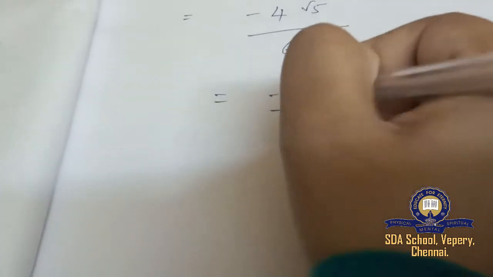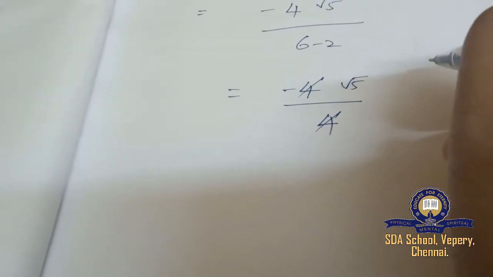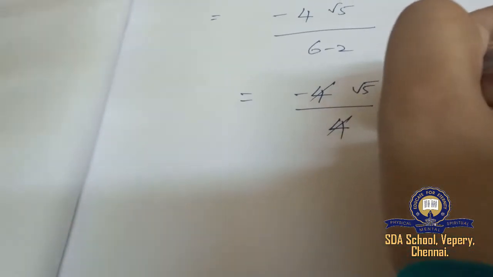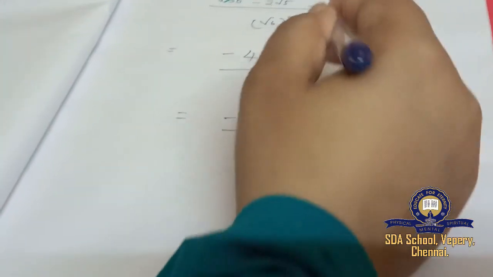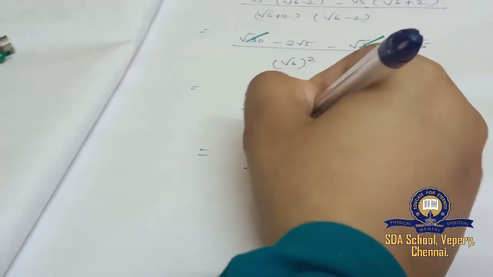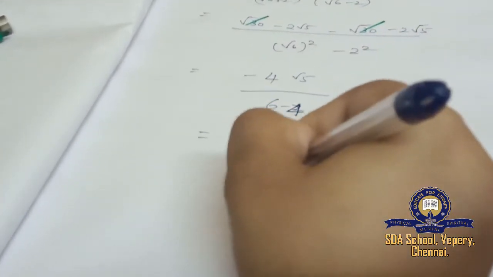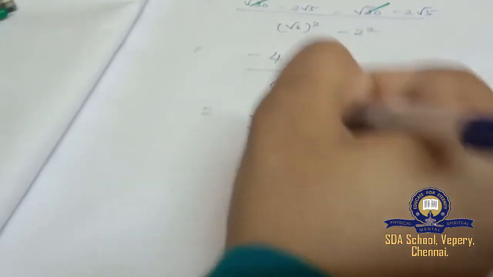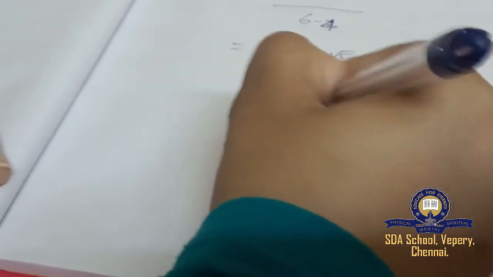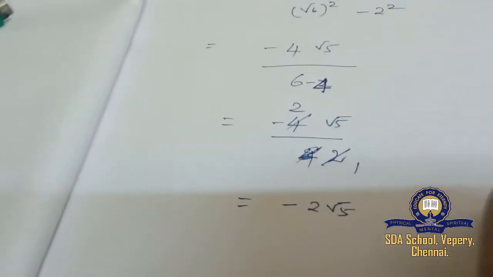I can just cancel it out. What will I be left out with? Sorry, we will get 4 over here. 6 minus 4 would give me 2. Okay, so 2 ones are then 2 times. So my final answer would be minus 2 root 5. So this is how we solve it.